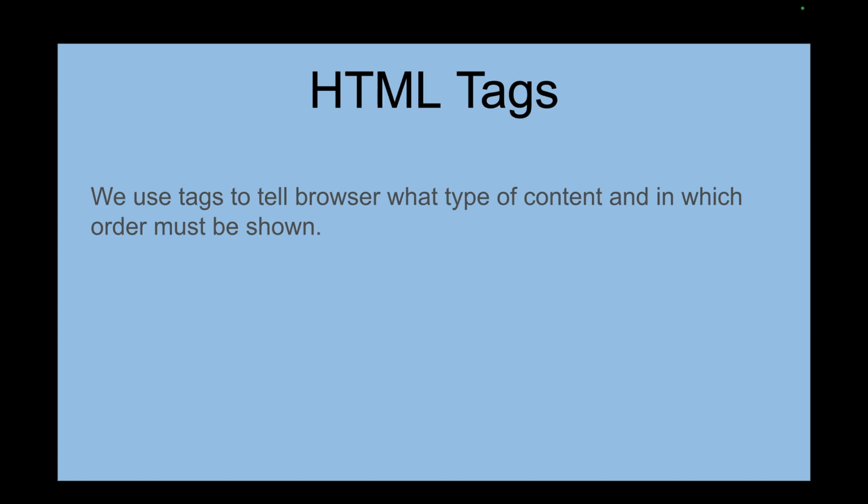What is HTML tag? We use tag to tell browser what type of content and in which order must be shown. So as I said, each type of the content like image, paragraph and link has its own tag, and in this period of the tutorial I will explain all of these tags to you and you don't need to be worried about it.